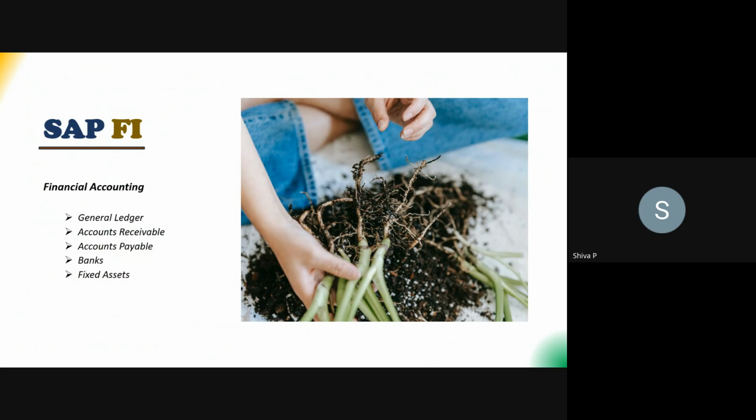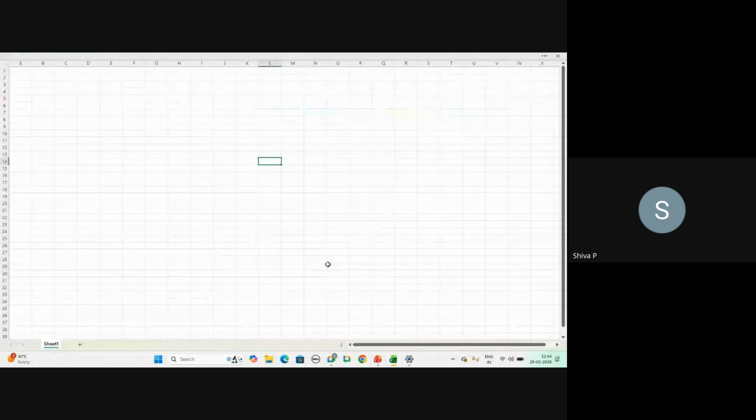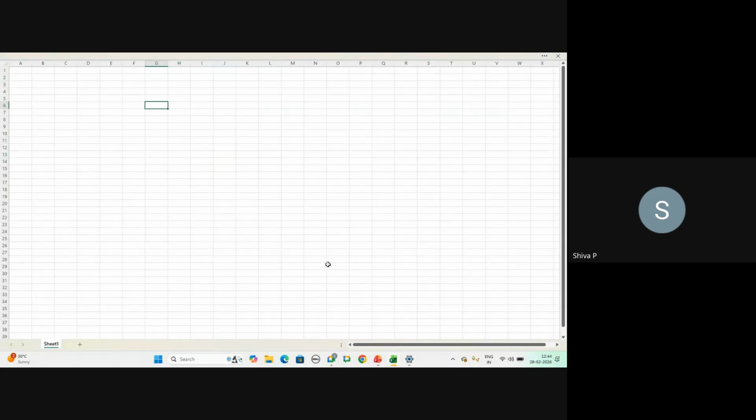Before going to the general ledger, can someone tell me what the day-to-day business transactions are? What business transactions have you seen in your life? Forget about day to day, how are you spending your money? By purchasing something. Okay, sales and purchases, right? These are all business. Tell me about your expenses.